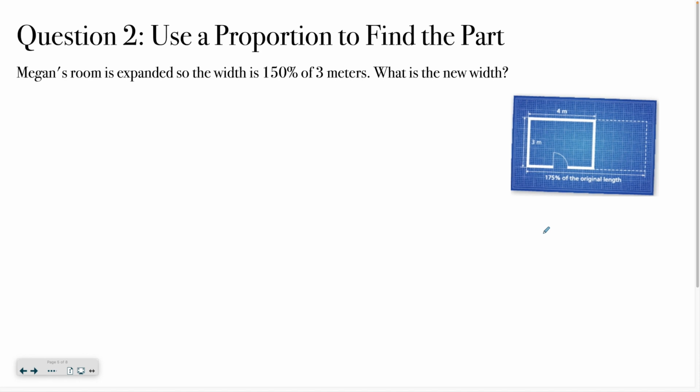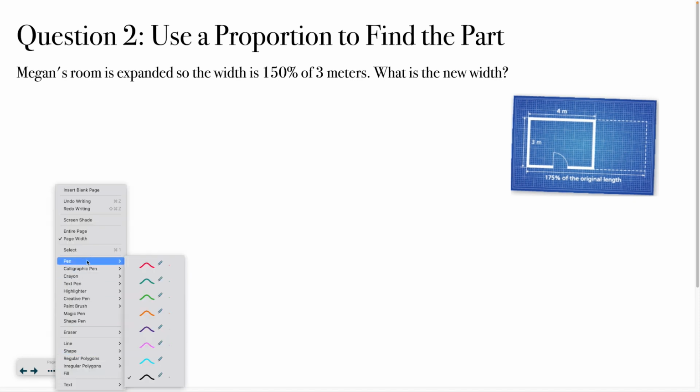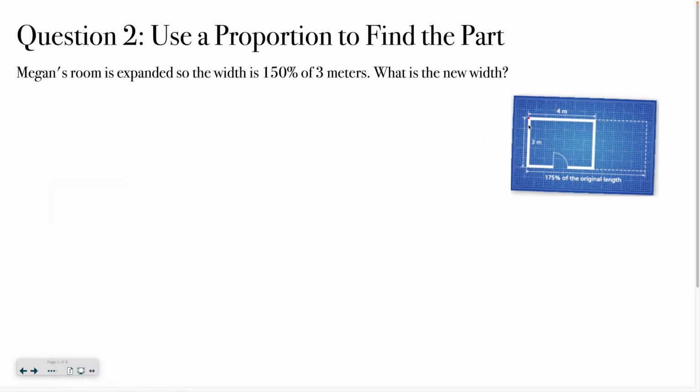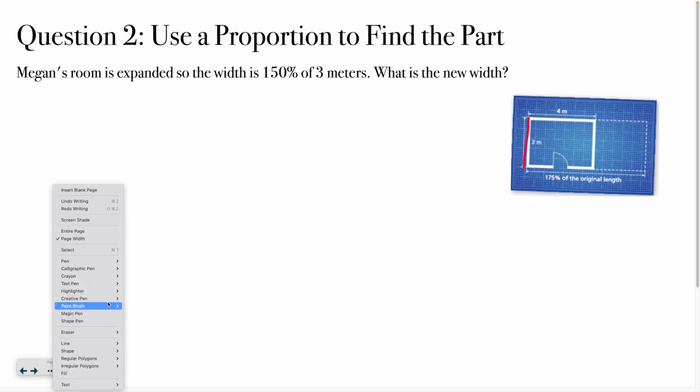So we have Megan's room is expanded, so the width. Our width is going to be this right here, and it's going to be 150% of the 3 meters. So what is the new width? Good luck.